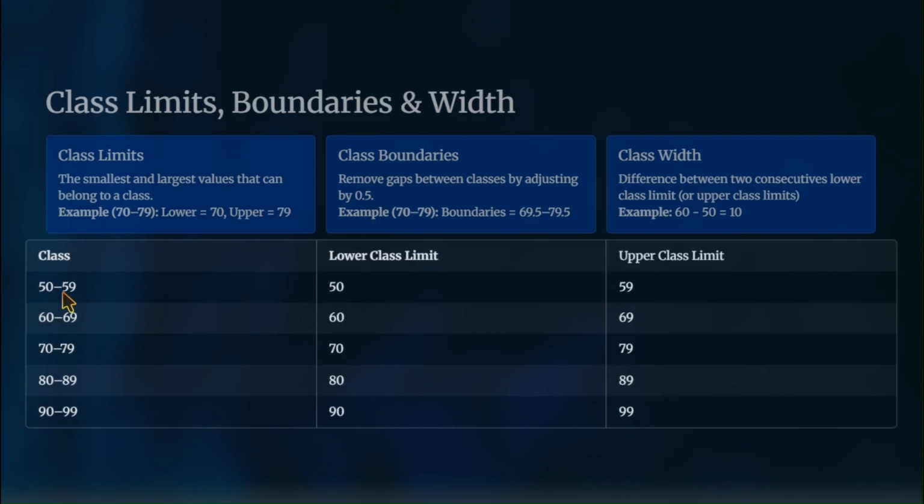So if I look at my first class, the lower class limit is 50 and the upper class limit is 59. My class boundaries would be from 49.5 to 59.5. And as you can see, even if I calculate the class width from the class boundaries, if I do 59.5 minus 49.5, I will still get a class width of 10.